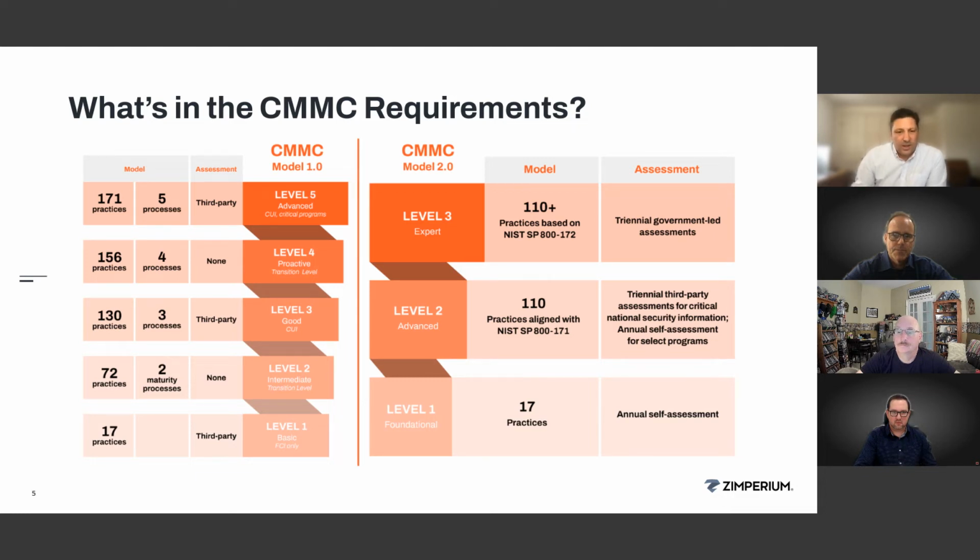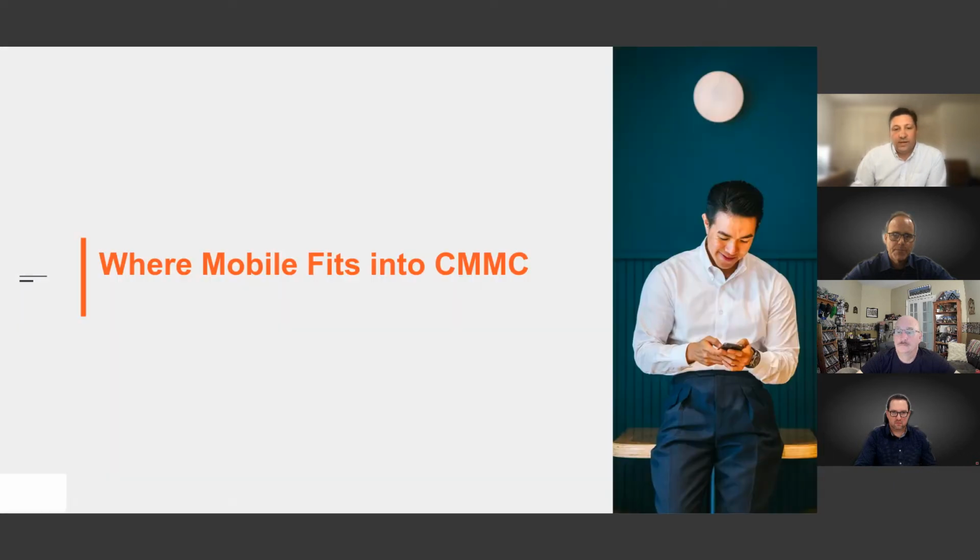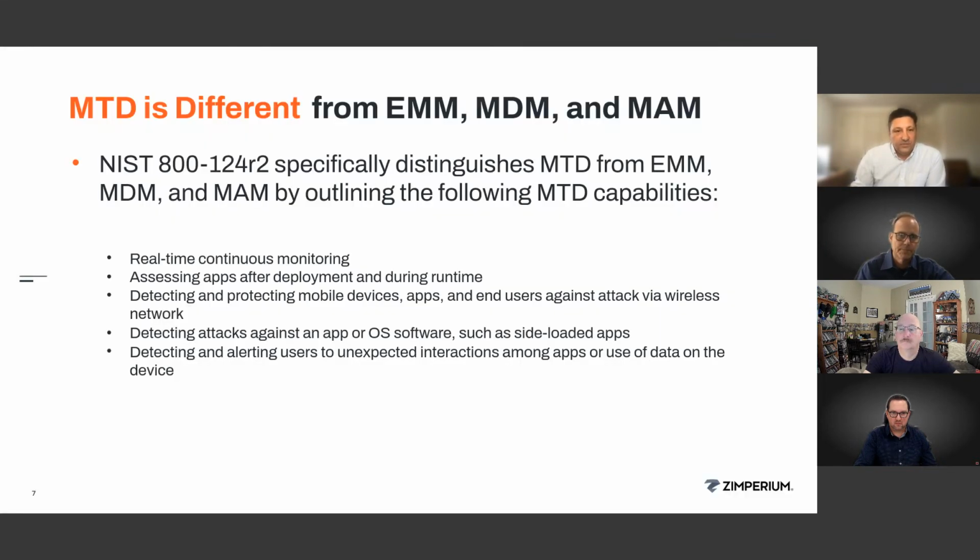But I'm going to go ahead and walk you through what we found and the importance of mobile device security in CMMC and how that fits. If you look at just classifying terms first, the EMM, or Enterprise Mobile Management, MDM, Mobile Device Management, and Mobile Application Management. In NIST 800-124, which is managing the security of mobile devices, they call out the difference and the need for mobile threat detection.